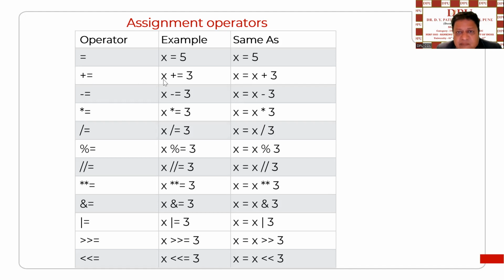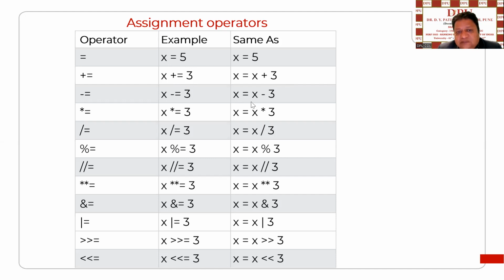Like this, x plus equal to 3, which is equivalent to x is equal to x plus 3. So either we can write x plus equal to 3, or we can write x is equal to x plus 3. What is the advantage? The advantage is that the compound assignment operator will provide you a shortcut.